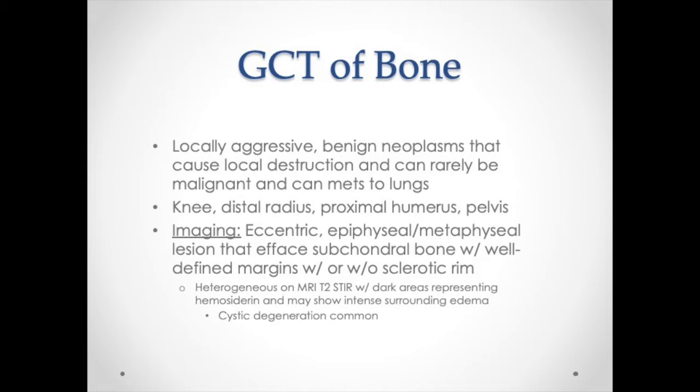Imaging typically shows an eccentric epiphyseal/metaphyseal lesion that does efface the subchondral bone and crosses the physeal scar. It usually has well-defined margins with or without a sclerotic rim.